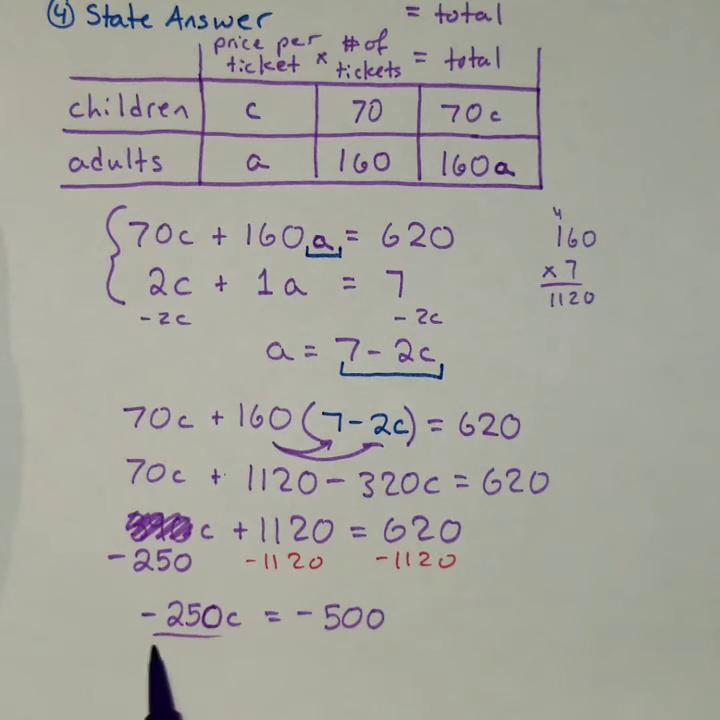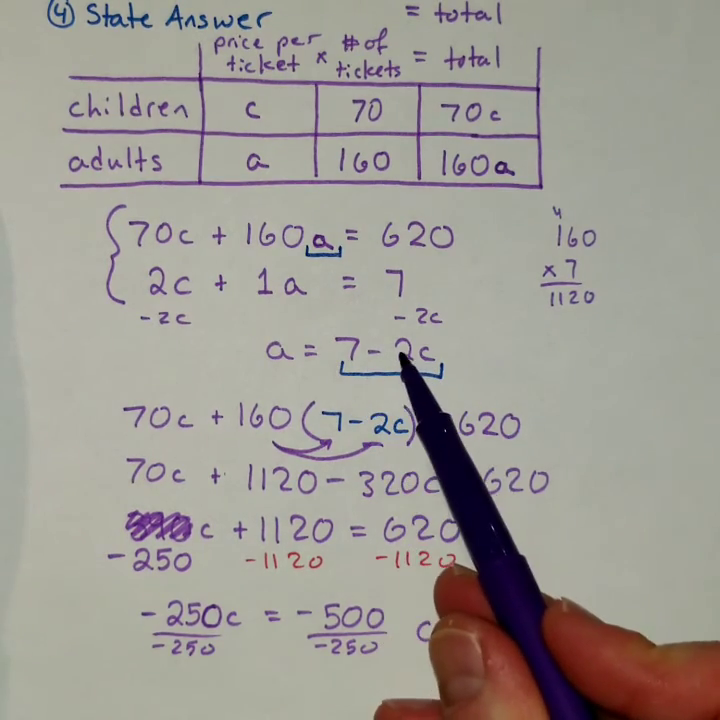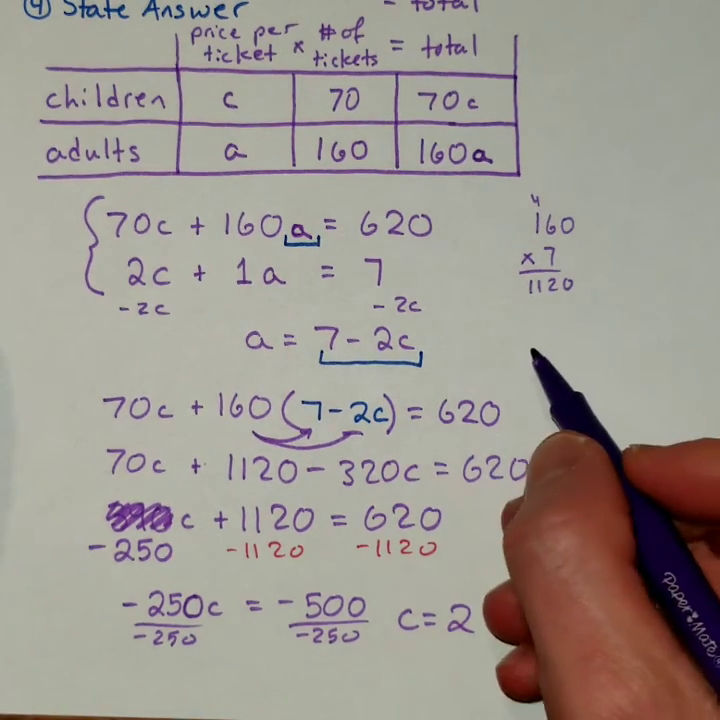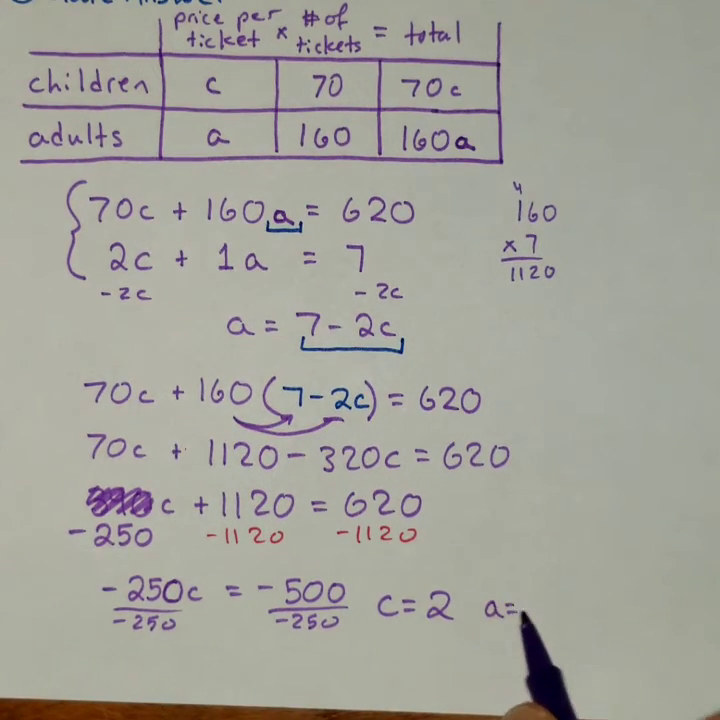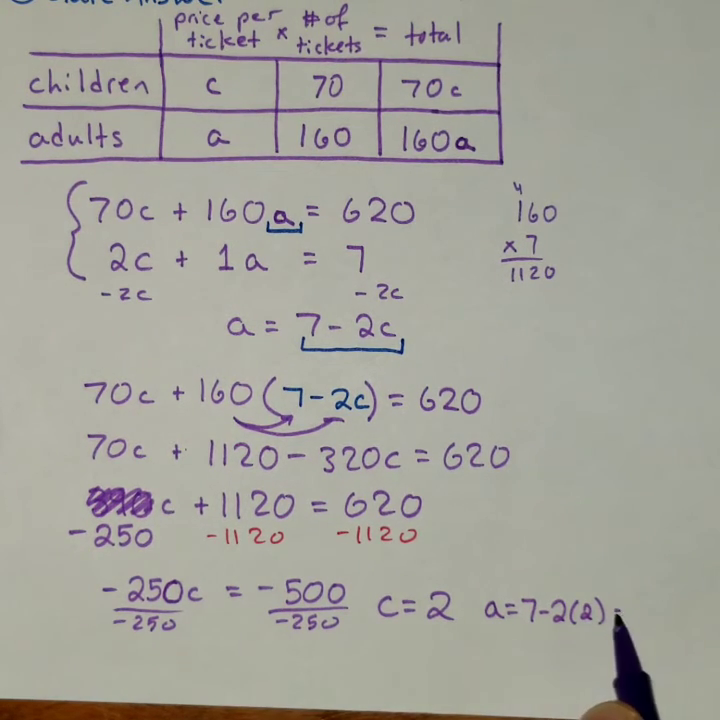I'm going to divide by negative 250, and so the C value, negative 500 over negative 250, well, that's half, right? 250 is half of 500, so that should be 2. C equals 2. So that tells me the child tickets are $2. And if the child tickets are $2, and I plug that into my equation here for A, we should get A equals 7 minus 2 times 2. 7 minus 4 would be 3.